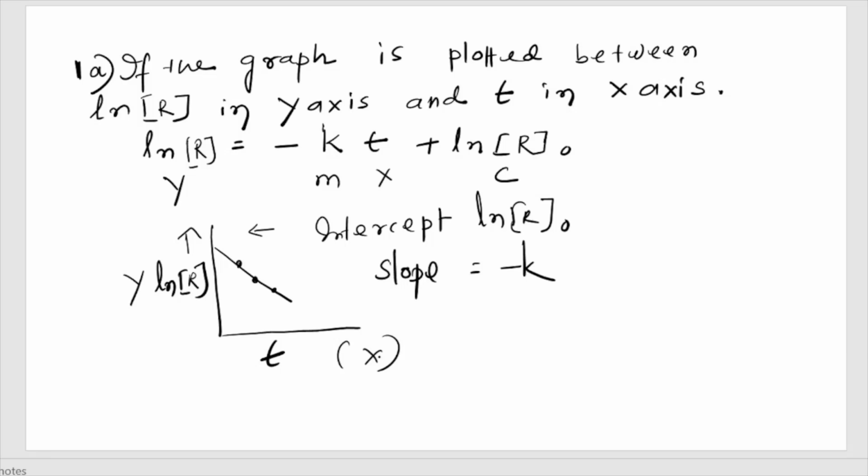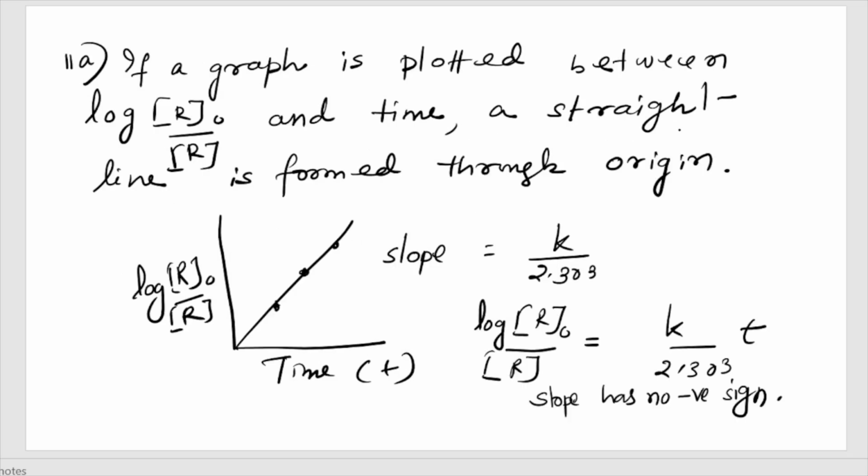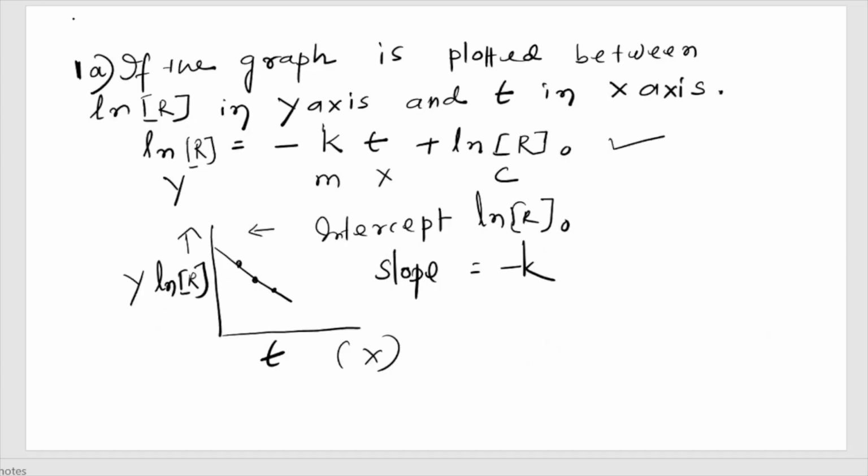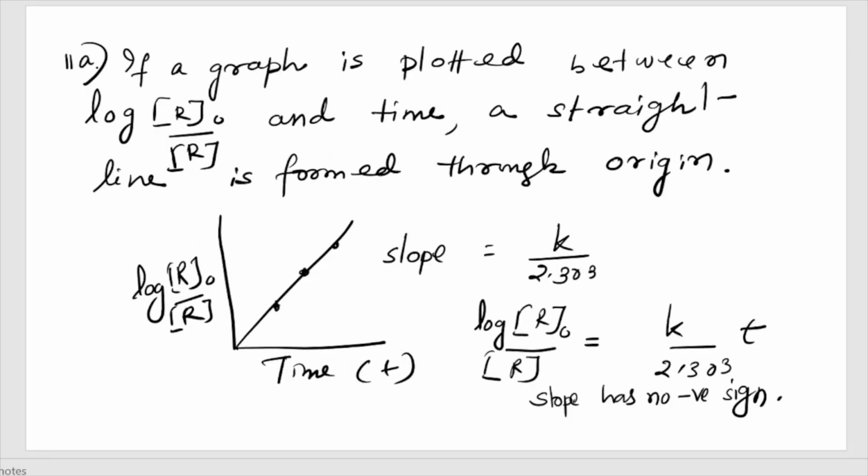So here slope equals how much? Slope equals minus k, because what is the formula? ln R equals minus kt plus ln R0. Then you will see the graph, which should be b, because a is over and this is b. And again you will see 2a.